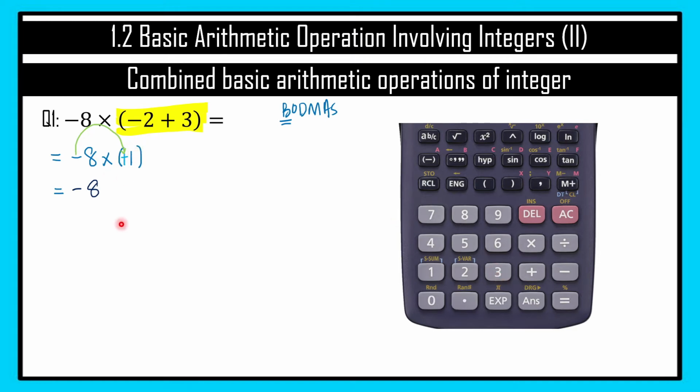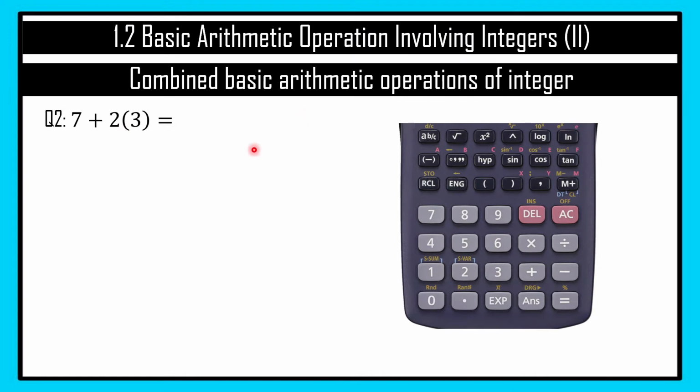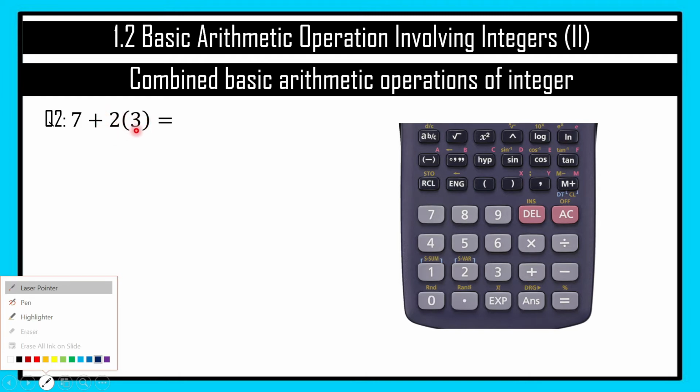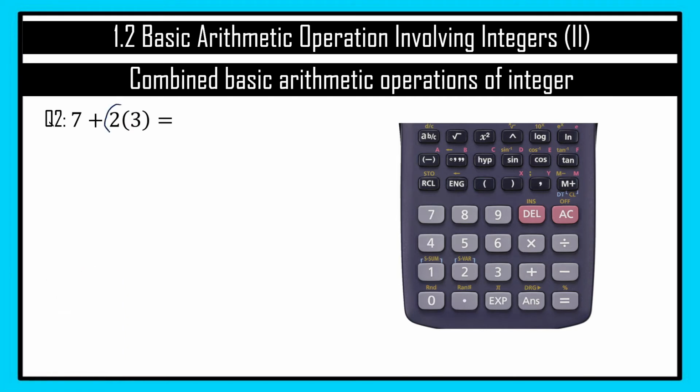Alright, let's move on to the next question. Question 2: 7 plus 2 bracket 3. Now, if you notice, this one is 2 bracket 3. When you see 2 bracket 3 like this, it actually means 2 multiply 3. Okay, so I'm going to write it again. So it's 7 plus 2 multiply 3.